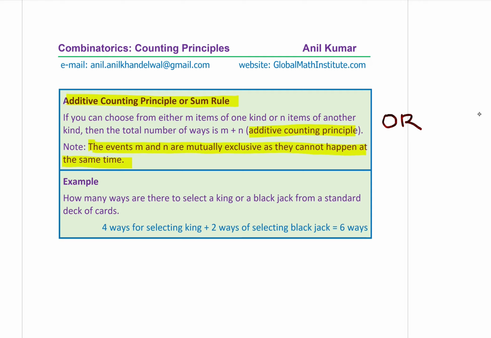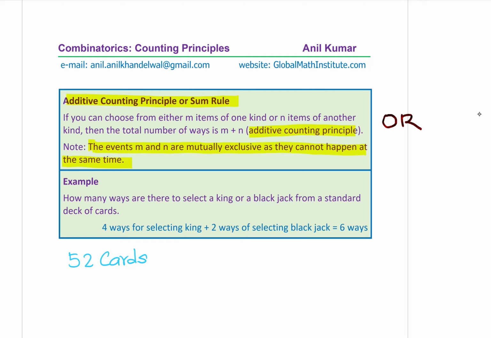Example here is, how many ways are there to select a king or a blackjack from a standard deck of cards? Well, if you select a king, you cannot select a blackjack, correct? So there's nothing overlapping. So these type of events are called mutually exclusive, right? Now, as you know, in a deck of cards, we have 52 cards, correct?